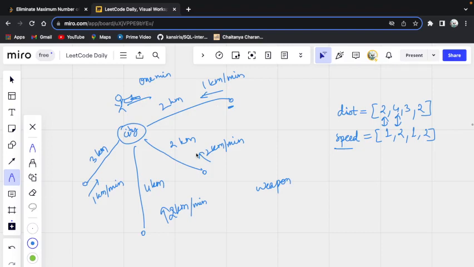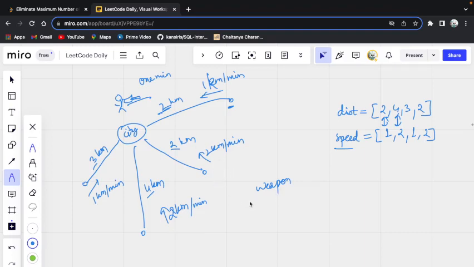Initially you might think that we may take the distances and sort them, and whichever monster is nearer to the city, that is 2 kilometers, is killed first. The smallest distance in this array is 2, so you'll first kill this monster or this monster, and then you will kill the monster with 3 kilometers distance and then 4 kilometers distance.